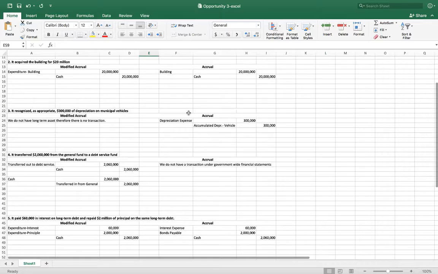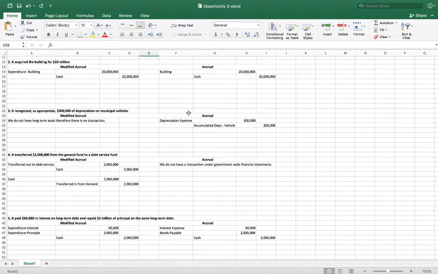Okay, then moving to the next one, it says it acquired the building for $20 million. So under the modified accrual method, we're going to have expenditures whenever we owe something. So we're going to have an expenditure of the building for 20 million and then cash for 20 million as well. Okay, so under the accrual method, we have the asset, the building, so it's going to be $20 million for that. And then we paid cash for $20 million, so we're going to credit that.